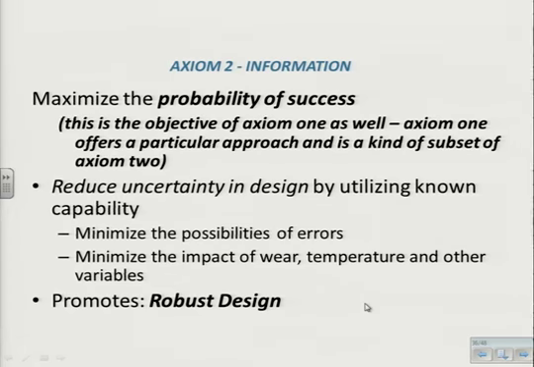So Axiom 1 is offering a particular approach to maximizing success, because if we have coupling, it's going to be hard to adjust things so that we're satisfying the FRs. Axiom 2 really is taking it on full. Let's take a look at basically everything else that could impact the probability of success. So what we're about really in this is reducing uncertainty in design.